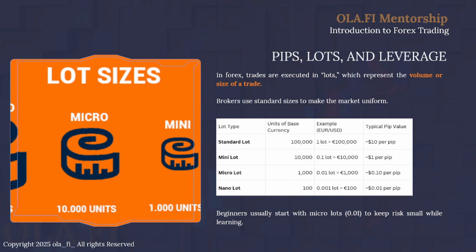So we have a mini lot, we have micro lots, and we have nano lots. A mini lot is buying 10,000 units of a certain currency. A micro lot is buying 1,000 units of a certain currency, and a nano lot is buying 100 units of a certain currency. The pip value of a mini lot is $1 per pip. The pip value of a micro lot is 10 cents per pip, and the pip value of a nano lot is 1 cent per pip.